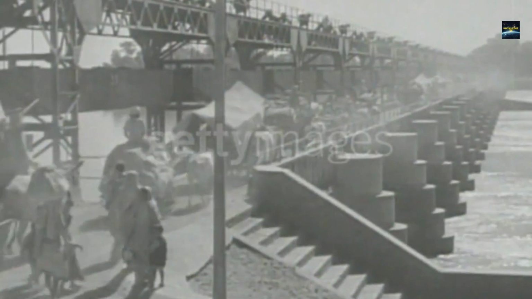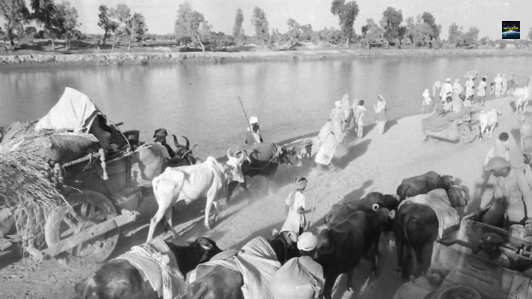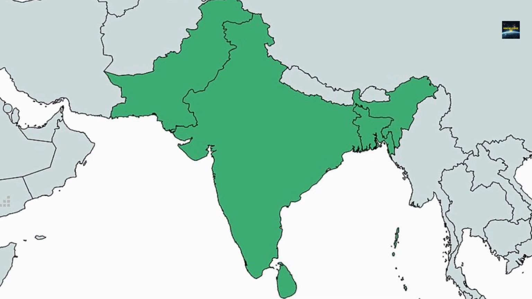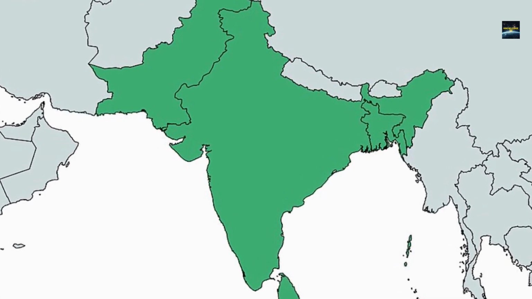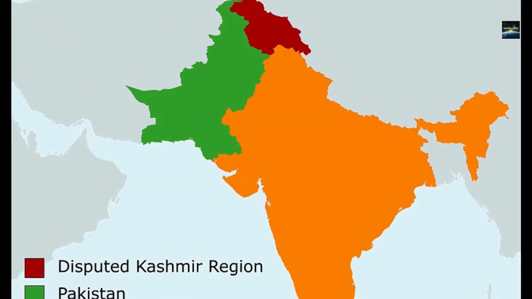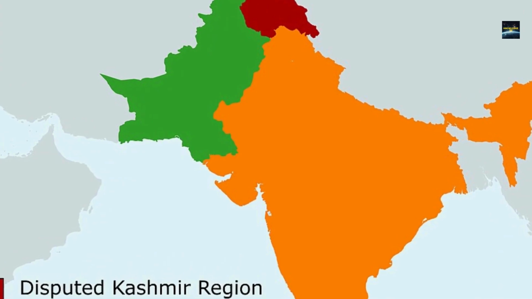After the independence, many people migrated to the other side. In this migration, about 2 million people were killed. The boundaries of the 2 countries were announced on August 17, and some princely states like Kashmir and Hyderabad were given the choice to either join India or Pakistan or remain independent.